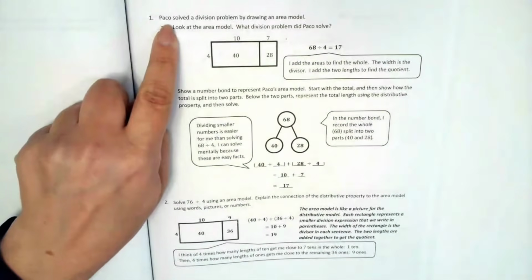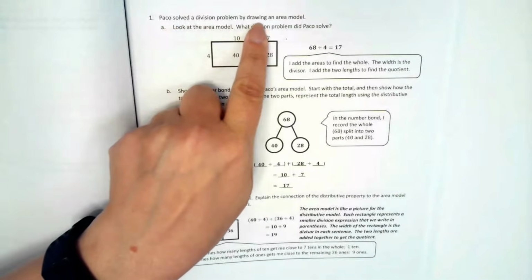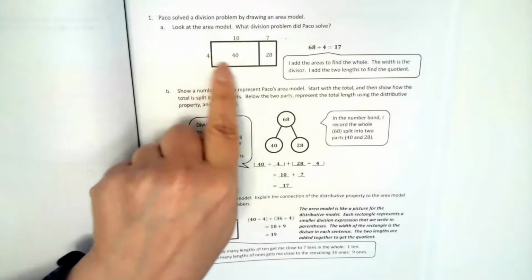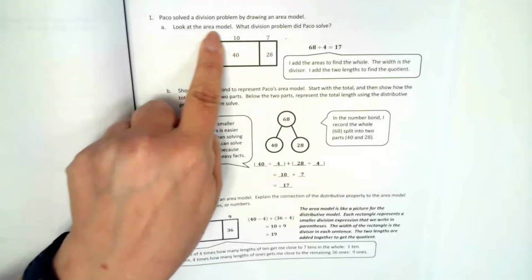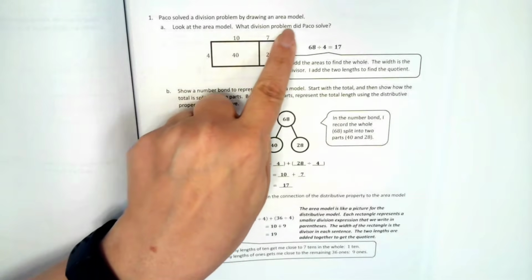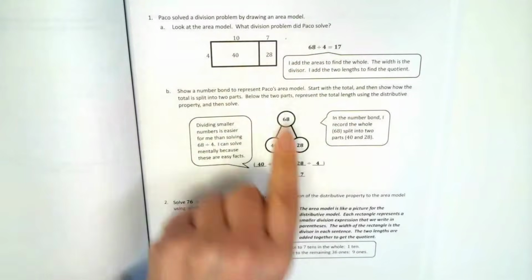Number 1. Paco solved a division problem by drawing an area model. This is the area model. Look at the area model. What division problem did Paco solve?